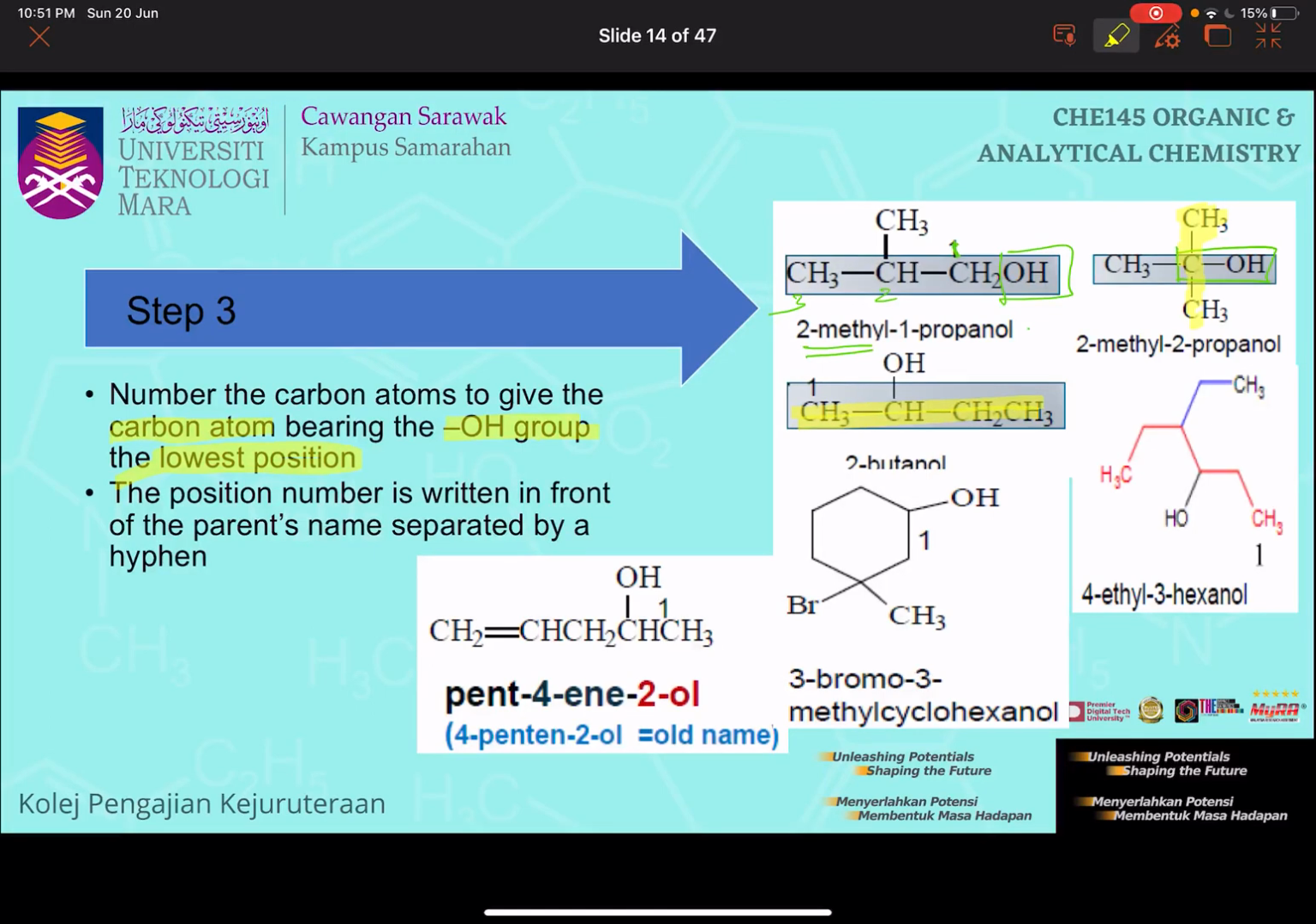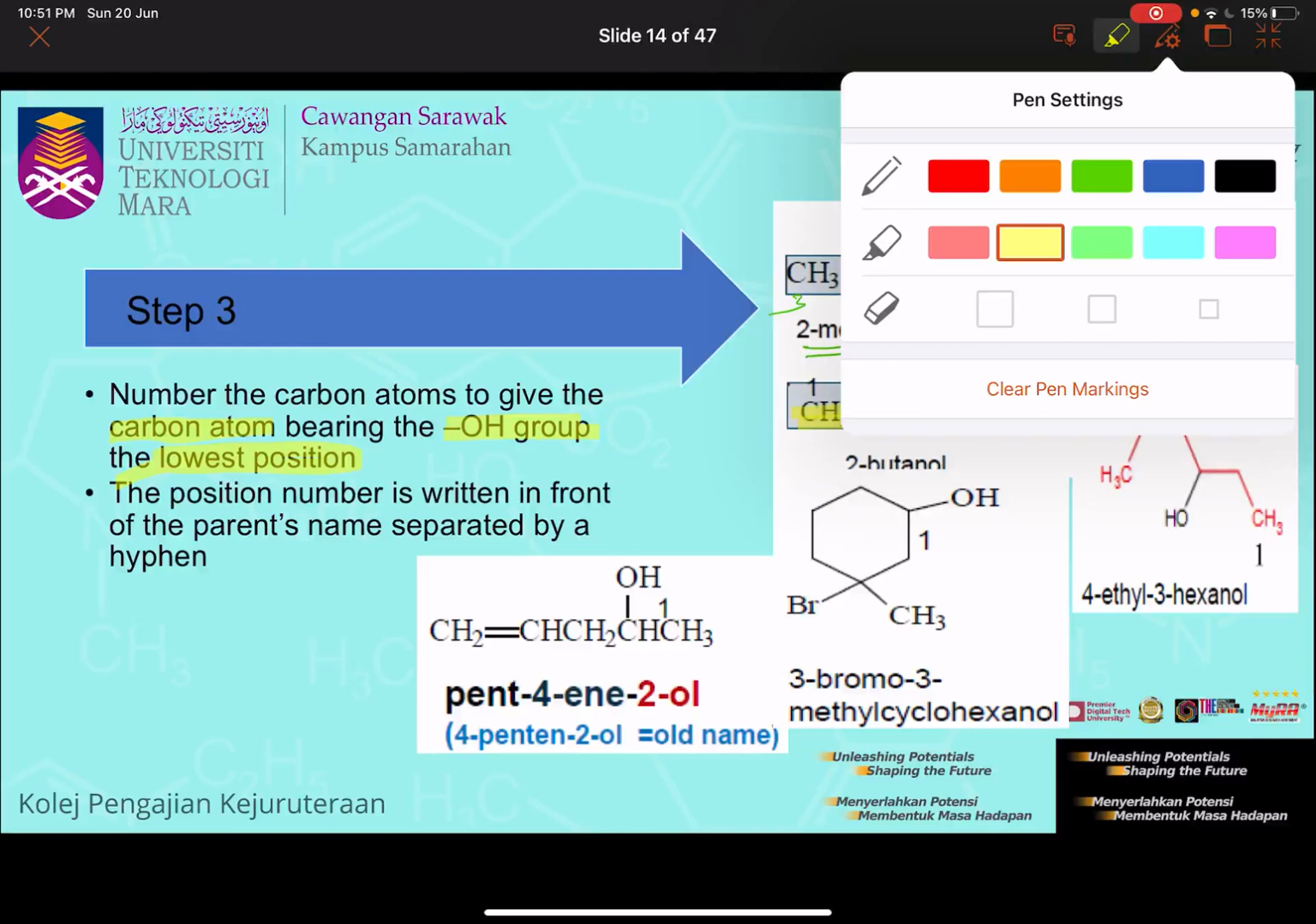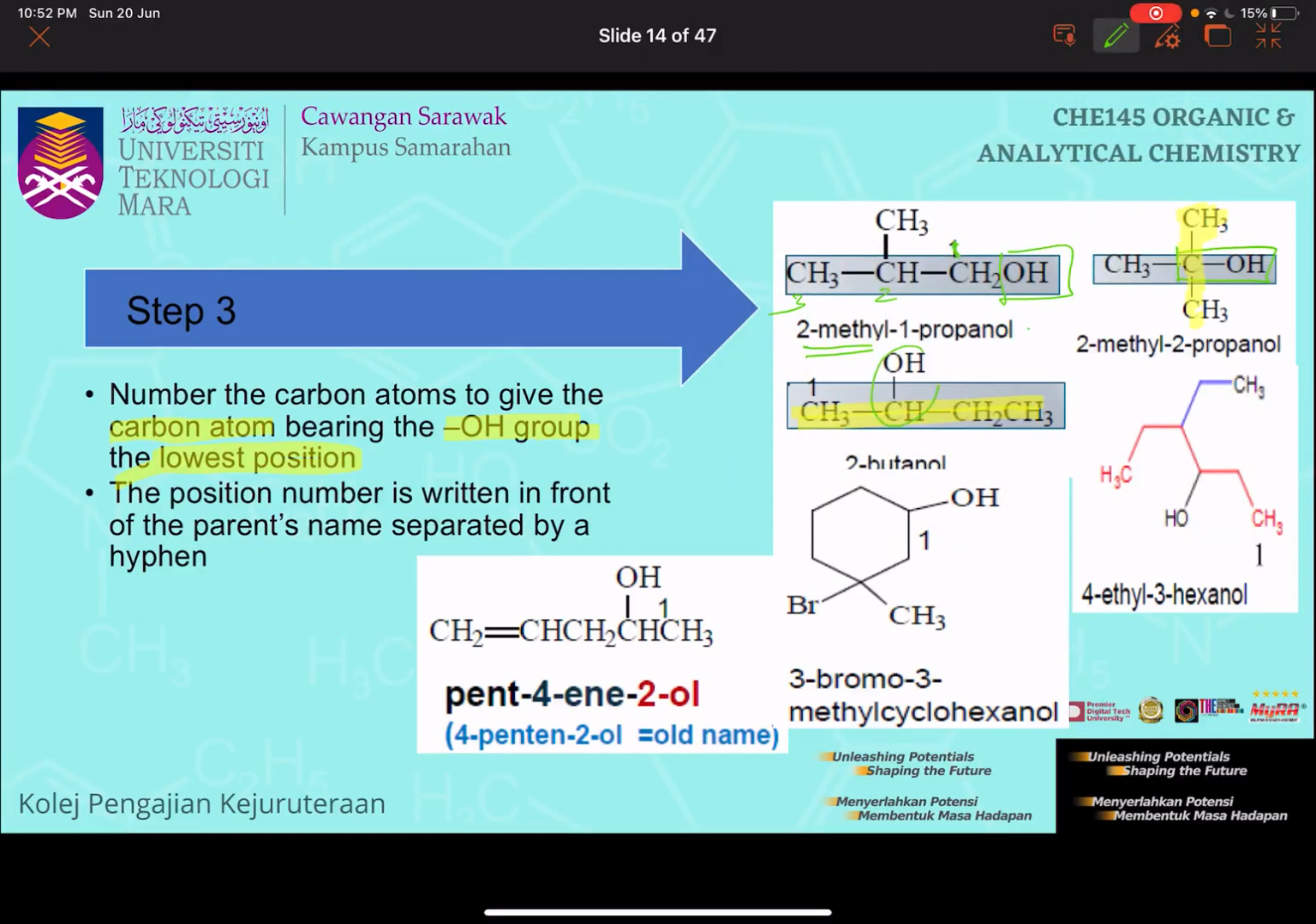This is butanol, but now our OH is on the 2nd carbon. So starting from the left hand side will give us carbon number 2 is where the hydroxyl is attached. If we were to start from the right hand side, okay, let me change this. If we start from this side, it will not give you the lowest position. It will give you 3, right? But if you start from the left hand side, it will give you 2. So 2 is smaller than 3, hence we start from the left.